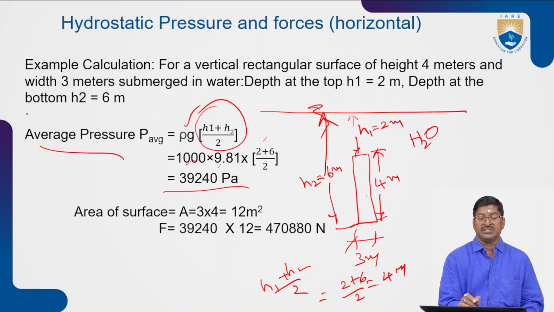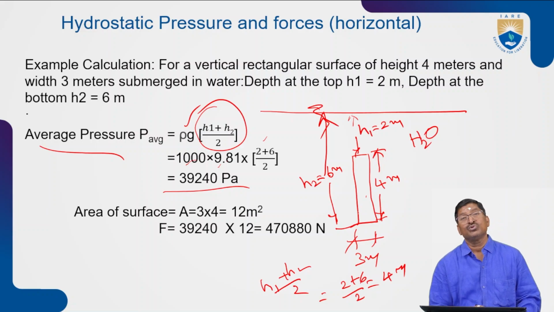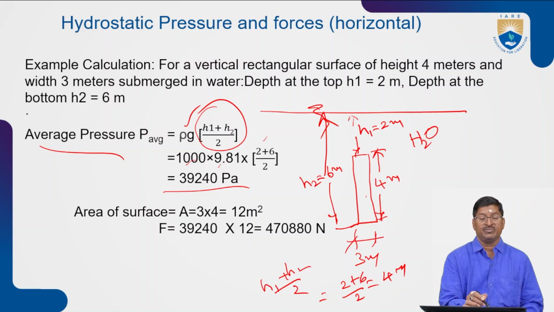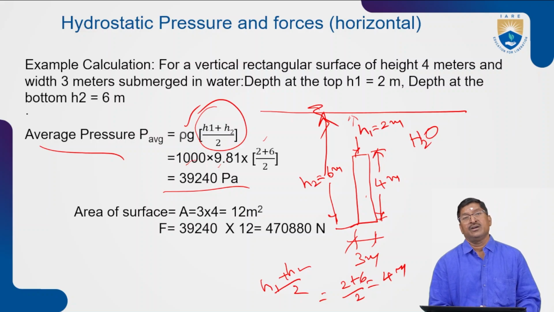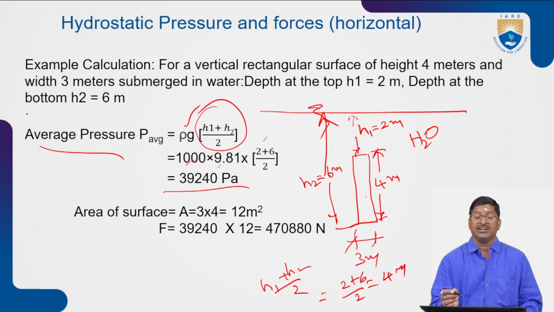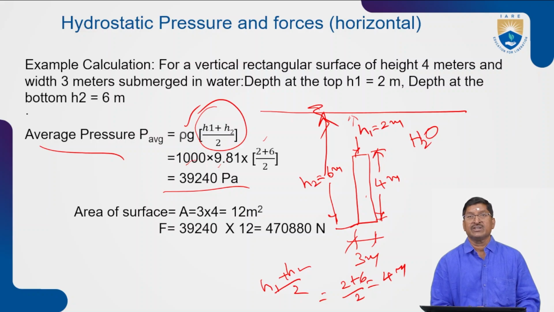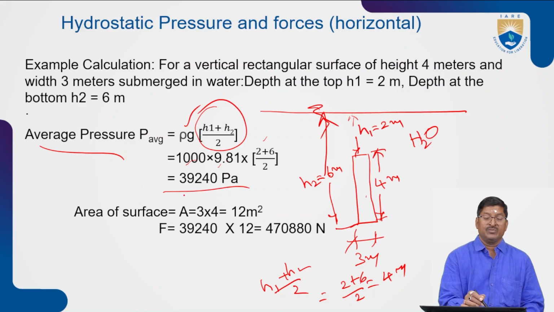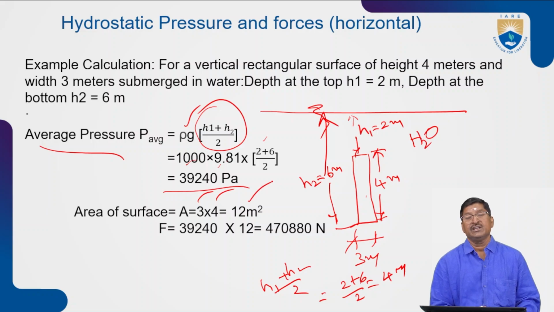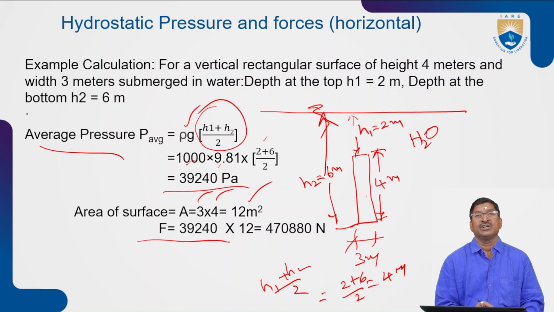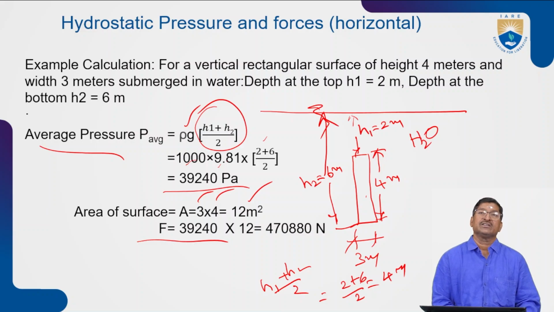Then, in order to find the force on the submerged surface, we need the area. We have the pressure, and now we are going to calculate the force. Pressure multiplied with the surface area of that particular surface gives the force. Here the pressure is 39,240 pascals and the area is 3 by 4. 3 meters is the width of the surface, 4 meters is the depth of the surface. If you multiply 3 and 4, we get 12 square meters as the area of that particular submerged surface. Then the hydrostatic force is equal to P average multiplied with the area of that submerged surface.